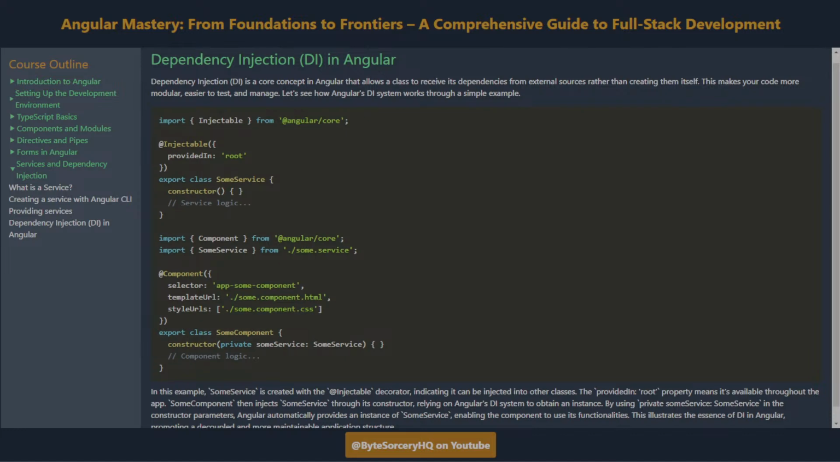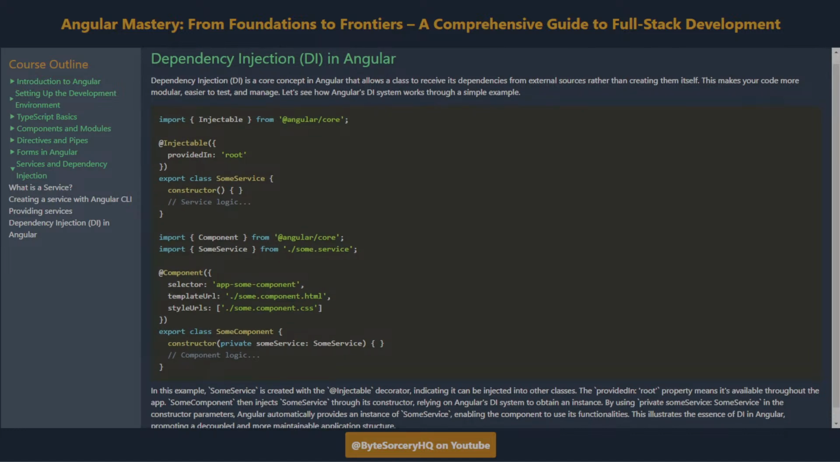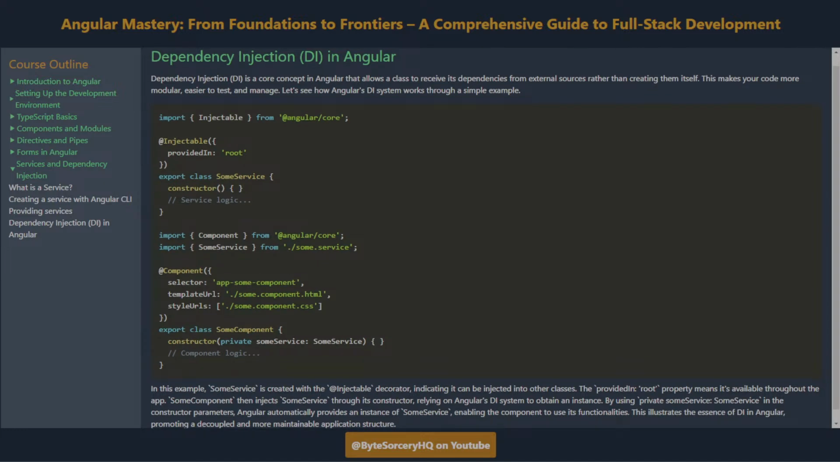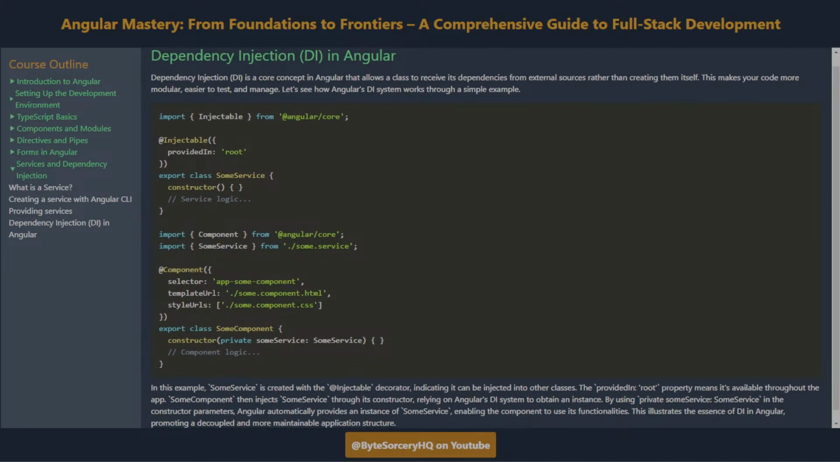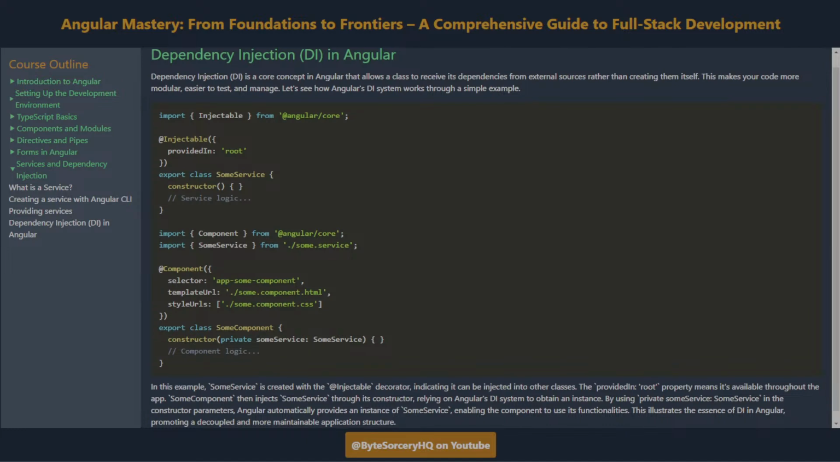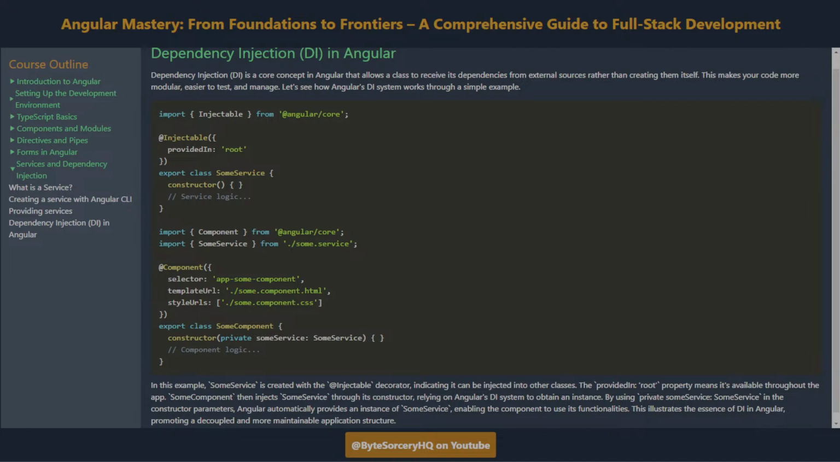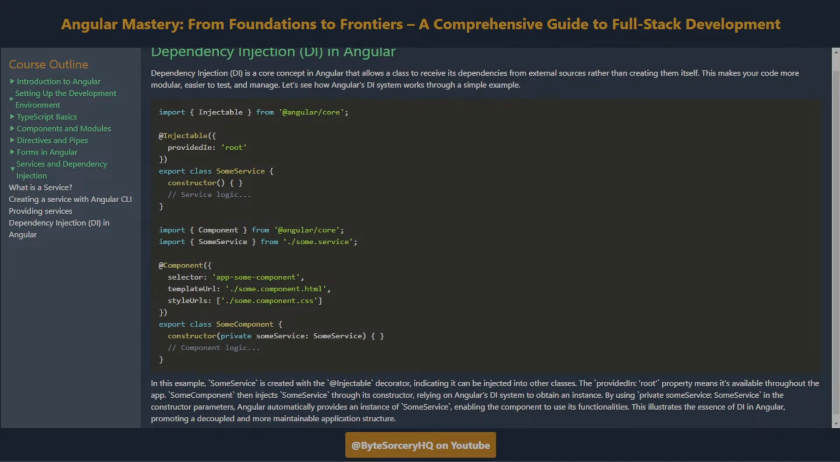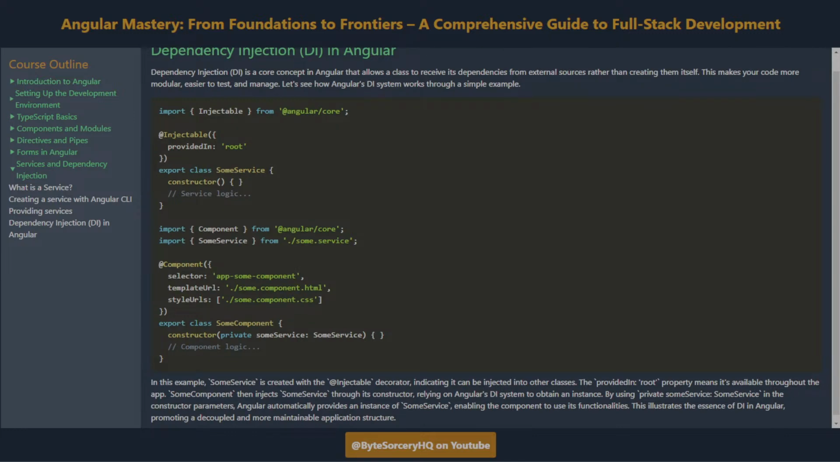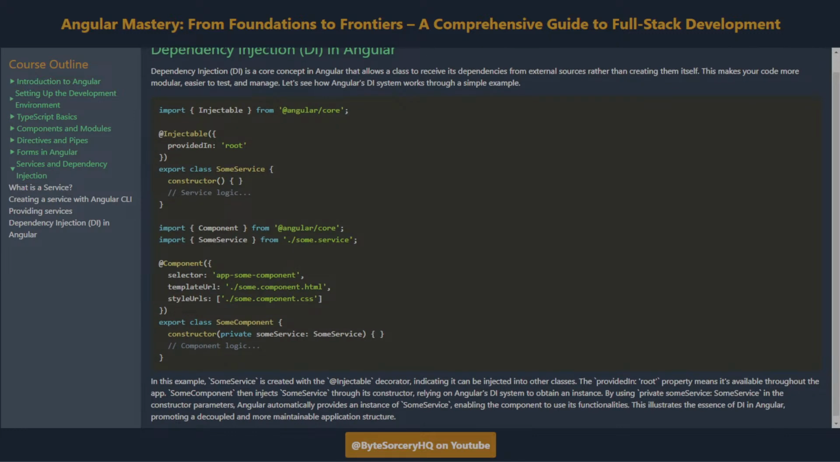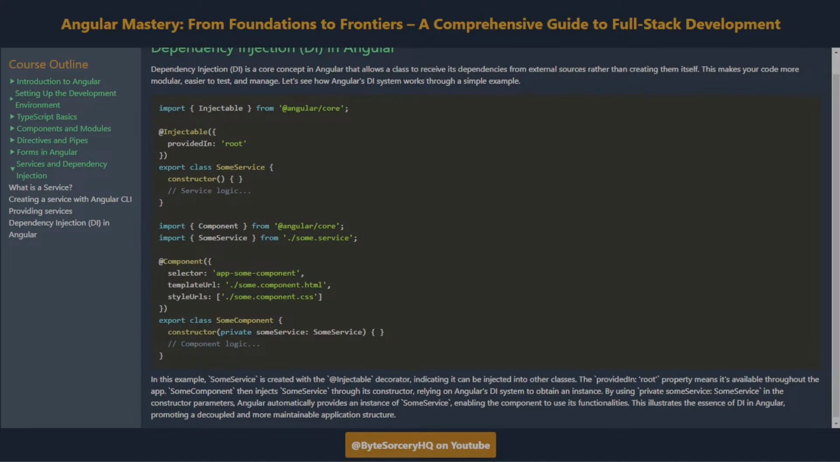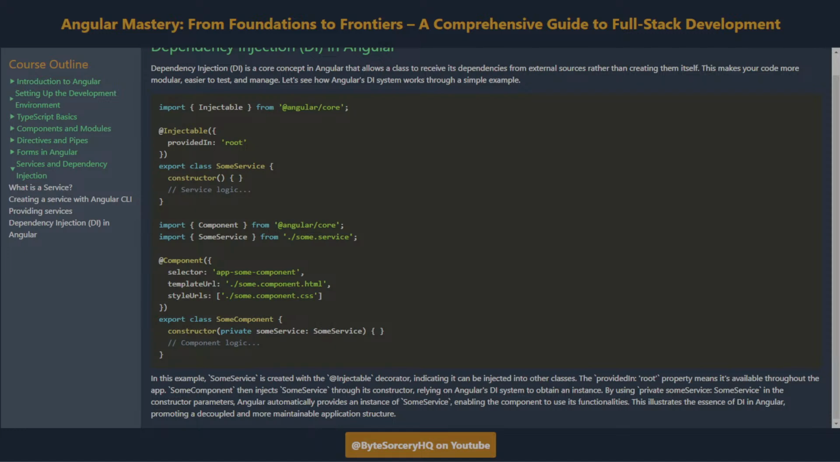In this example, SomeService is created with the @Injectable decorator, indicating it can be injected into other classes. The providedIn root property means it's available throughout the app. SomeComponent then injects SomeService through its constructor, relying on Angular's DI system to obtain an instance. By using private someService in the constructor parameters, Angular automatically provides an instance of SomeService, enabling the component to use its functionalities. This illustrates the essence of DI in Angular, promoting a decoupled and more maintainable application structure.